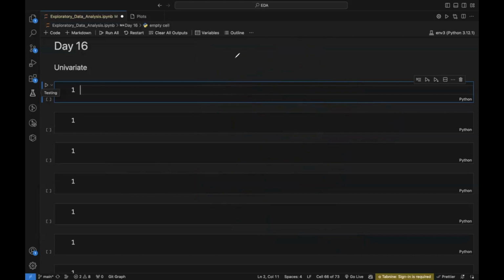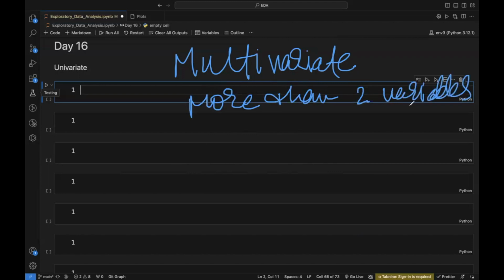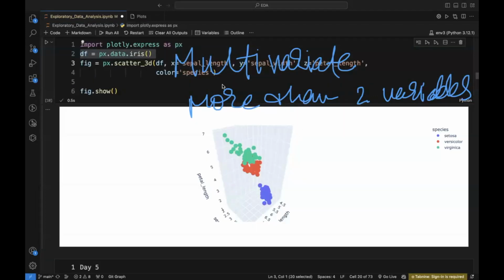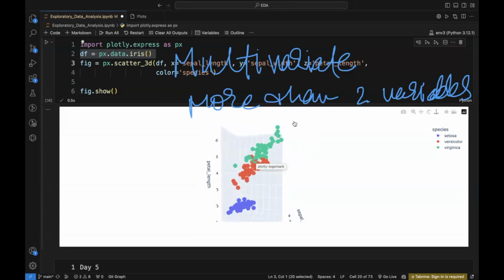Then the next thing is called multivariate analysis. What is this? Multivariate analysis is when you are looking at more than two variables. For example, if you recall, let's say my 3D scatter plot, let me show you. So we saw this three-dimensional scatter plot, right? So this is an example of multivariate analysis. We have already discussed this 3D scatter plot.